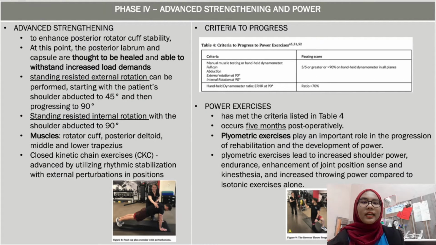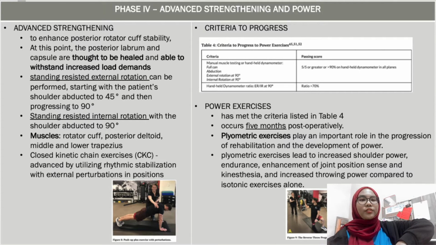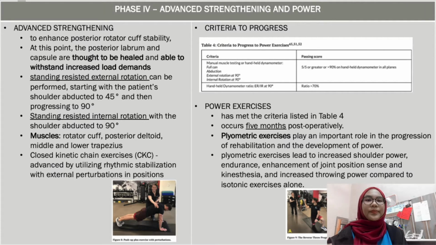The fourth phase is advanced strengthening and power. In advanced strengthening exercise, standing resisted external rotation can be performed. We start with 45 degrees of shoulder abduction and then can progress to 90 degrees of shoulder abduction. Standing internal rotation with shoulder abduction at 90 degrees can be started. Closed kinetic chain can also be performed.